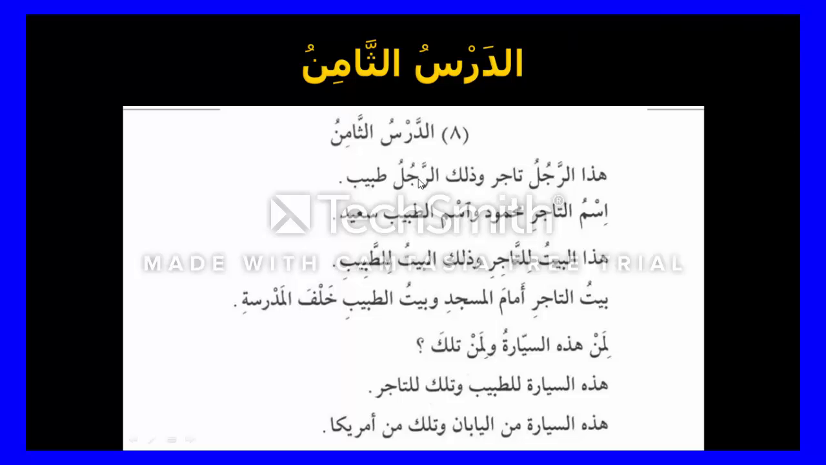And a translation of the first line: this man is a merchant and that man is a doctor. And here we're looking at ismu ishara. هذا, this man is closer to you, so you're going to use this. And that man is going to be further away, so you're going to use ذلك. And this is for masculine, هذا and ذلك, pointing nouns.